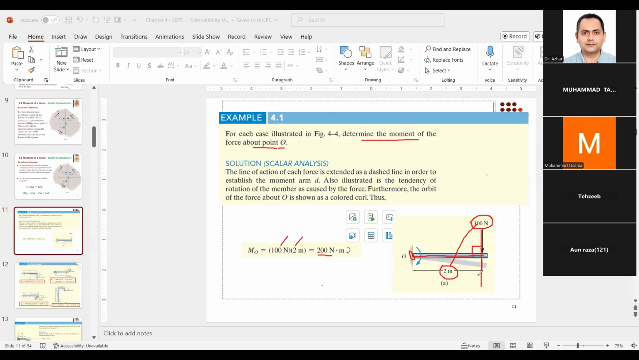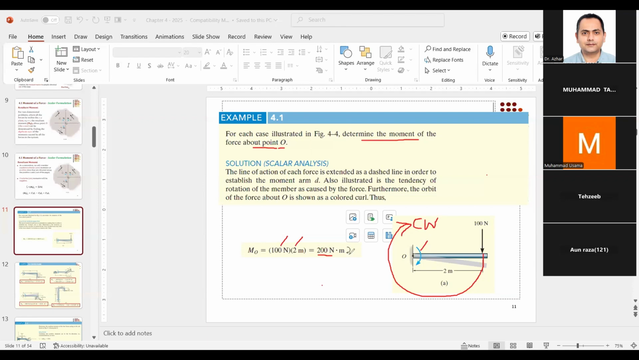Now see, what is the direction? Without the direction, the answer is incomplete. Look at the direction. You have to understand the direction that the force is trying to produce this kind of movement. Like this. It is shown by this blue arrow as well. So this movement is what? This movement is clockwise.